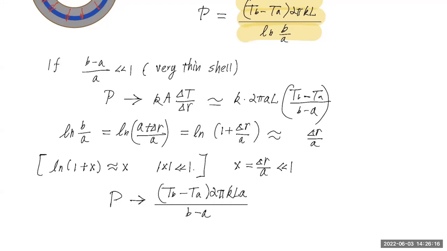Okay, now you compare these two expressions. Don't you get the same thing? It's exactly the same thing: 2 pi Kal times delta Tb minus Ta over b minus a. So indeed, our general expression reduces to the special case of a thin shell with nearly uniform cross-section area.